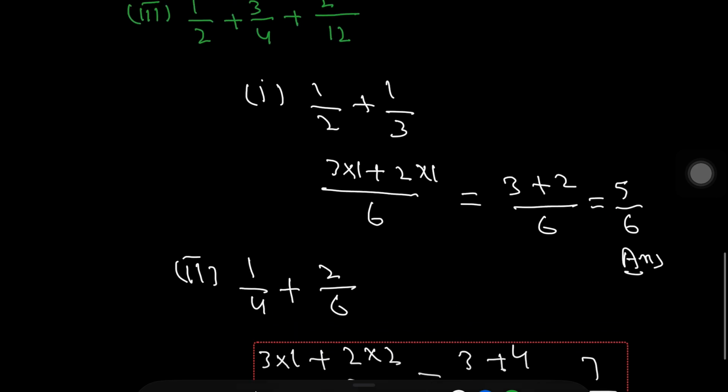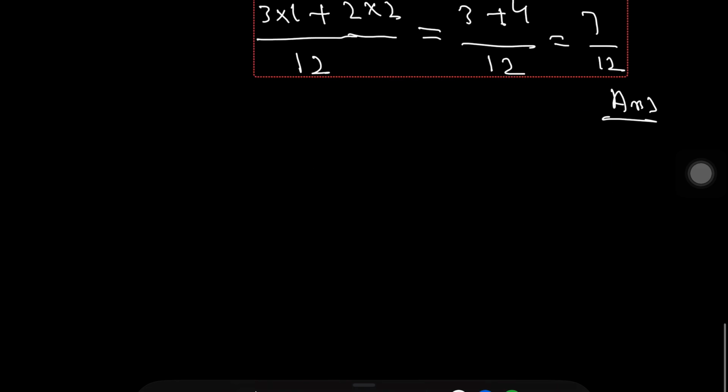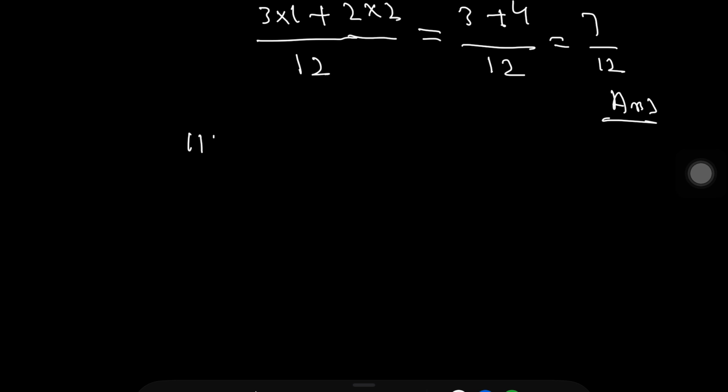Now we are discussing number third. When we get 3 fractions: 1 upon 2 plus 3 upon 4 plus 2 upon 12. So how to solve? We write here the number 3 question.